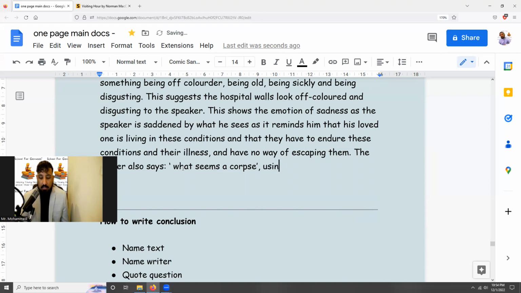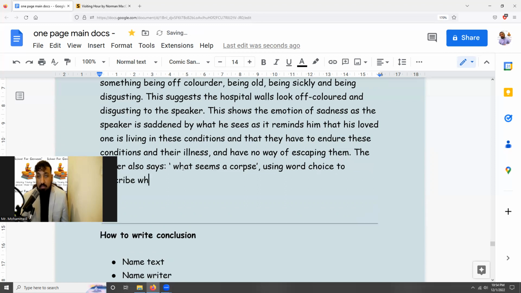Using word choice to describe what he sees. And all I'm doing here is just making the thing fit. But again, it doesn't matter. Even if I just put a full stop here, okay? And then I said the writer uses word choice. If I do it that way again, that's fine, okay? Remember, focus just on the structure, just on the structure. Okay, what seems a corpse? Using word choice to describe what he sees.